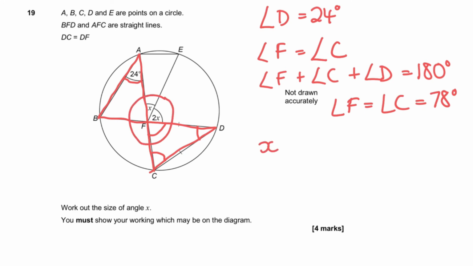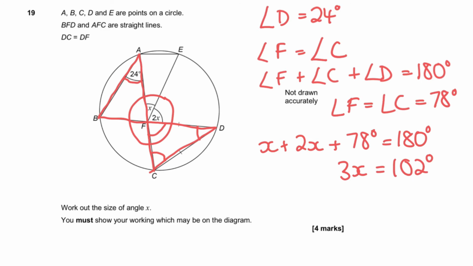So we've got x plus 2x plus the 78 degrees that we've worked out are going to be equal to 180 degrees because it's a straight line. So if we minus 78 degrees from both sides, we've got 3x is equal to 102 degrees. So divide both sides by 3, we've got x is equal to 34 degrees. So the size of angle x is 34 degrees.